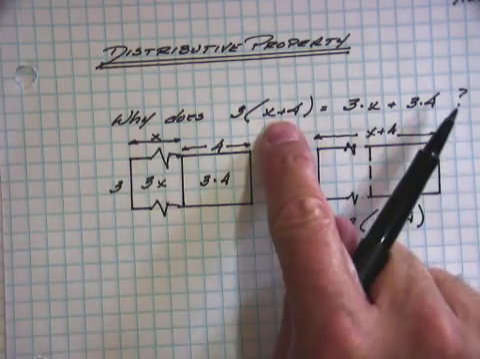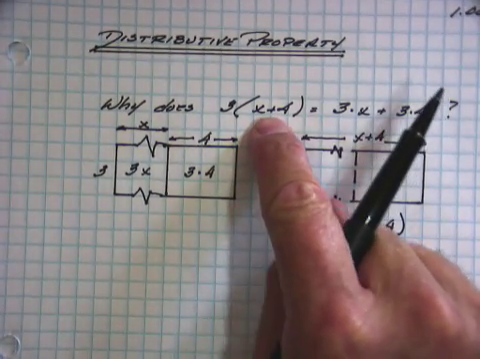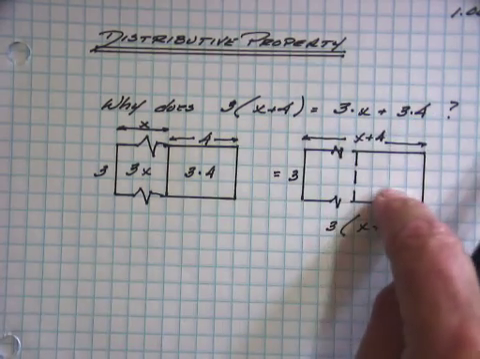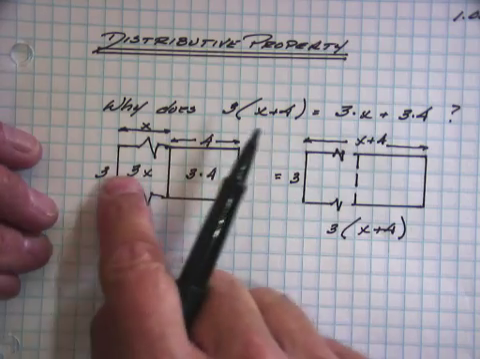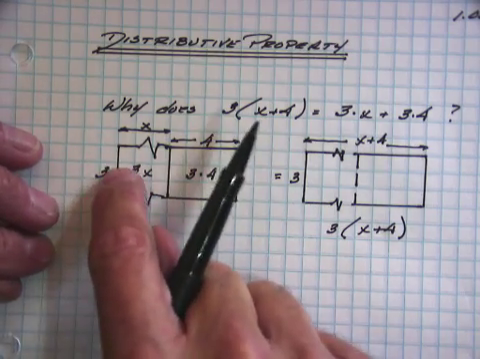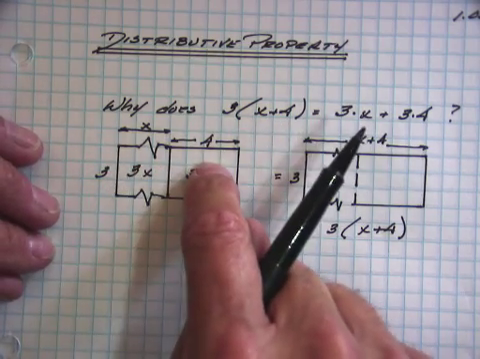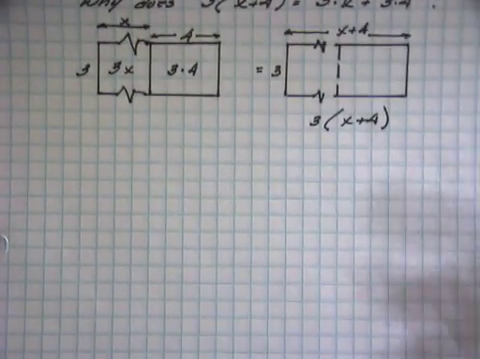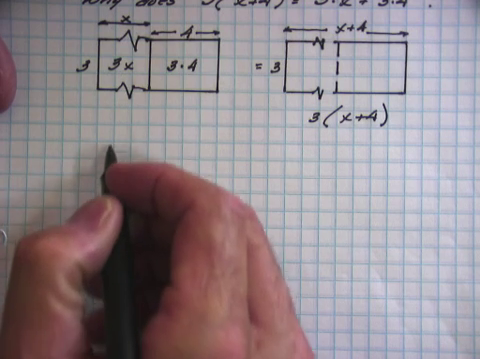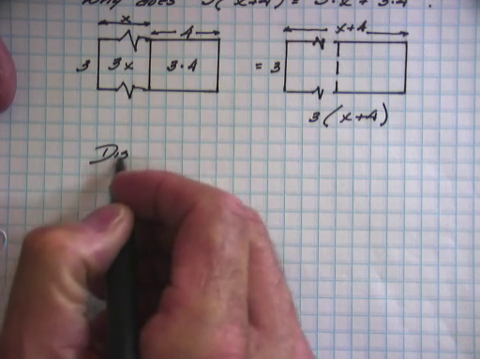times x plus 4. So this area model kind of helps you understand why 3 times the sum of x and 4, this side, is the same as 3 times x plus 3 times 4, because we're just doing the multiplication of this width individually to the x and then to the 4. All right, so let's look at this algebraically, okay?